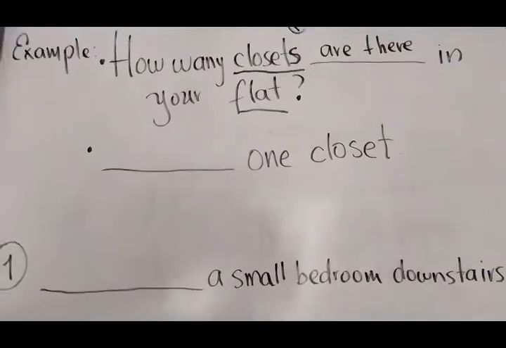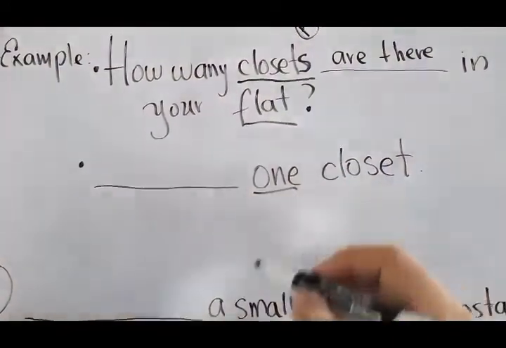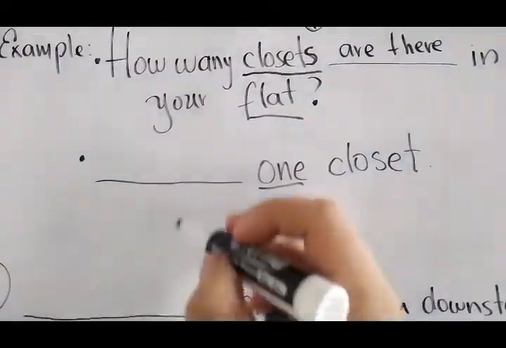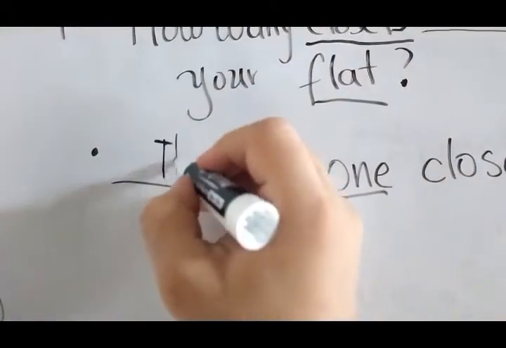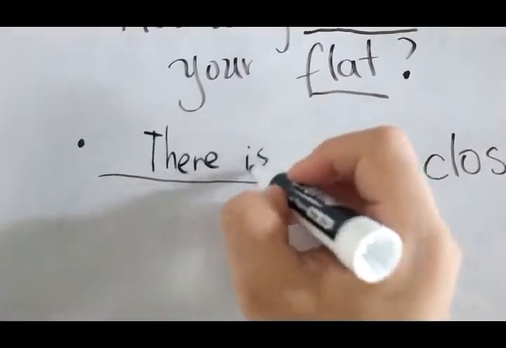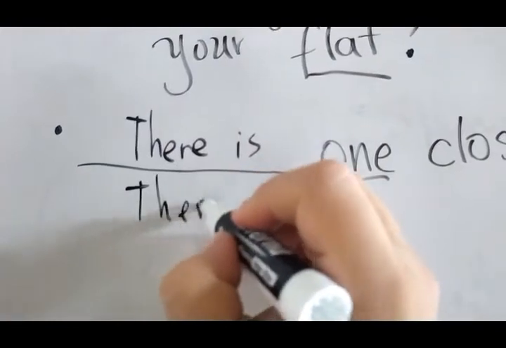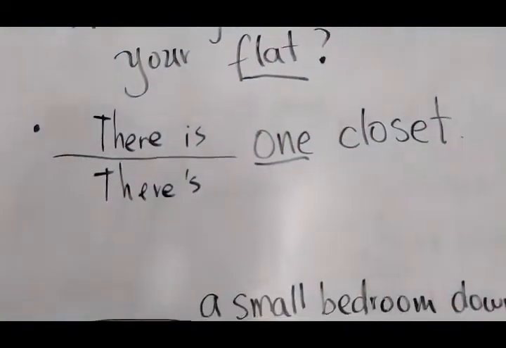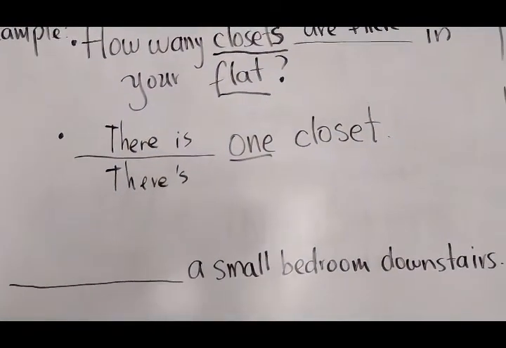In this case, as we are talking about just one closet, this is singular. So in this case, we use there is, or there is in the contracted form. So there is one closet or there's one closet.